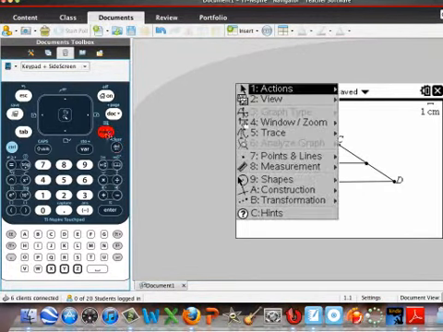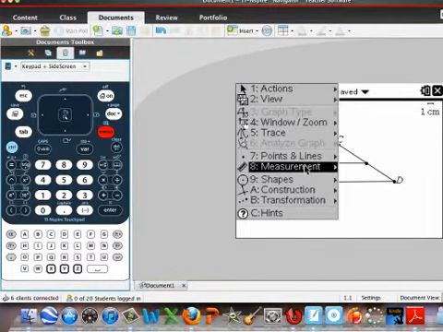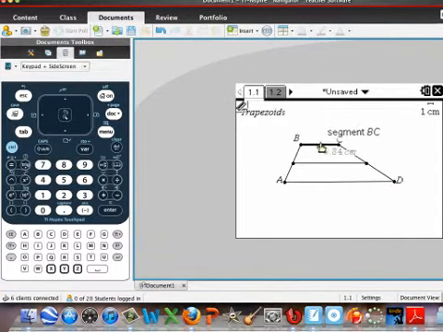Now, here's what's even cooler about this. We'll measure the length of BC and the length of AD, and you notice that's basically about 22.84.